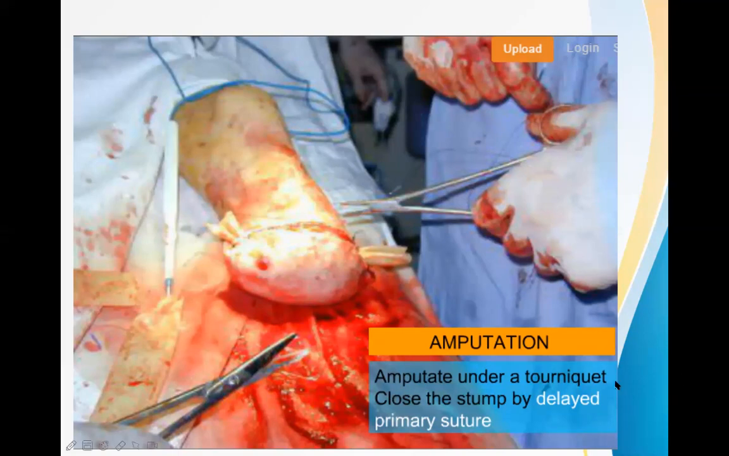You see there, amputate under a tourniquet and close the stump by delayed primary suture. Now tourniquet is a ligature there, so that whatever toxins are released in that area would not be absorbed in the proximal site. This is the mechanism for tourniquet application. And delayed primary suture means do not close that wound right now. Give some time for the antibiotics and probably antitoxins to work, and close it later on. So this is called delayed primary suture.